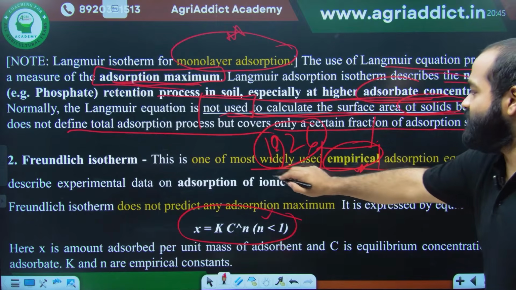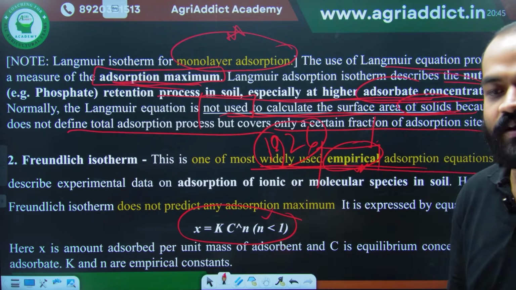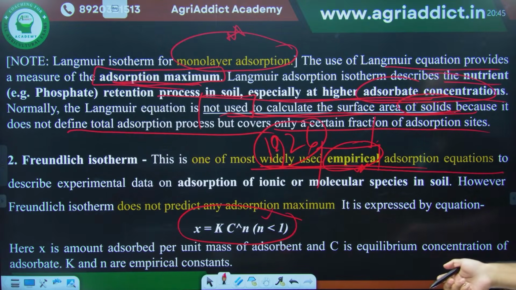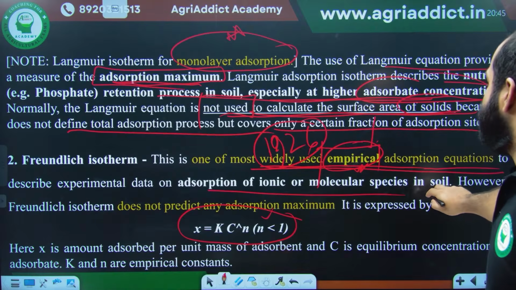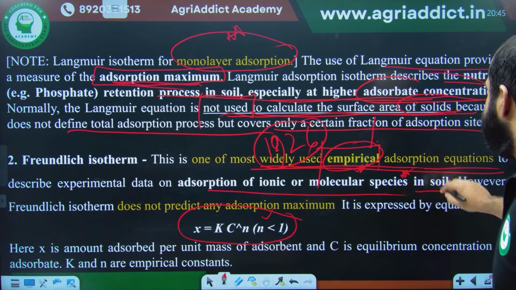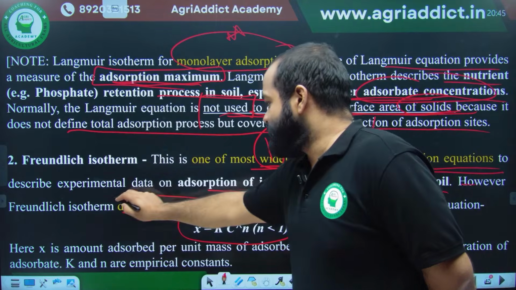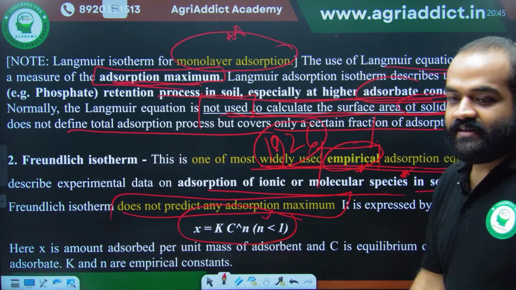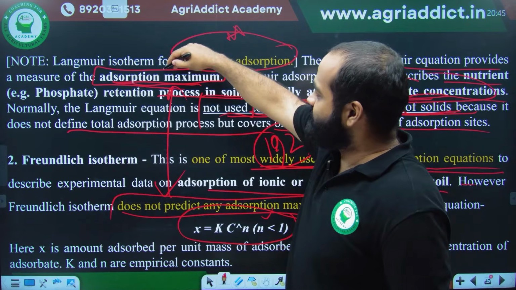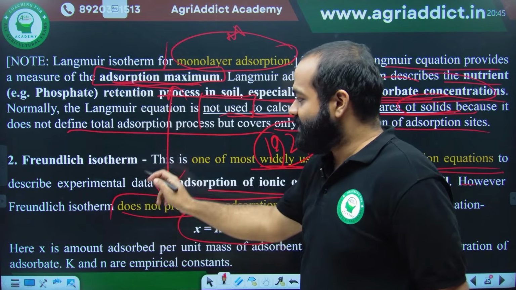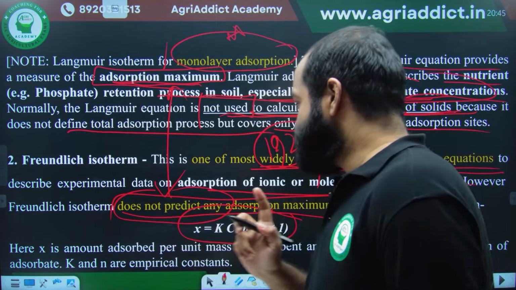So this is one of the most widely used because ये बहुत easy है, इसका calculation बहुत easy है. All of you will do that when you come to your MSc. We also have done that. To describe experimental data on adsorption of ionic or molecular species in soil, this is very important, याद रखना. However, it does not predict any adsorption maximum. This is the problem and this is the difference. यहाँ पे एक ही पेज में difference is clear, you can see. Adsorption maximum you can calculate from Langmuir, but in case of Freundlich you cannot. It cannot predict the adsorption maximum.